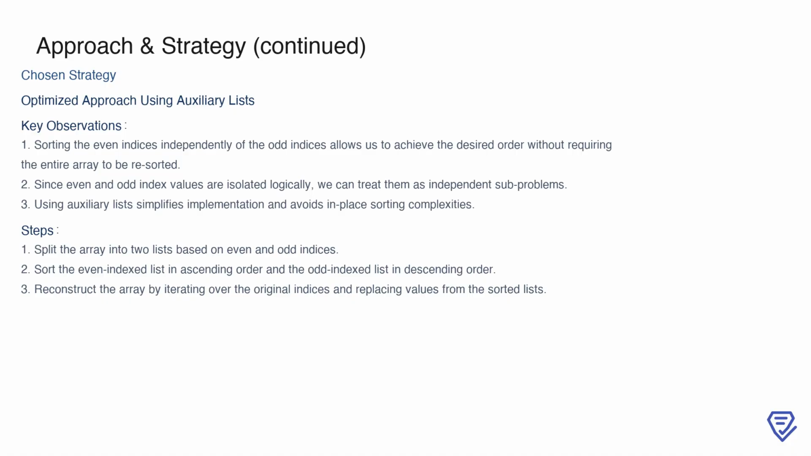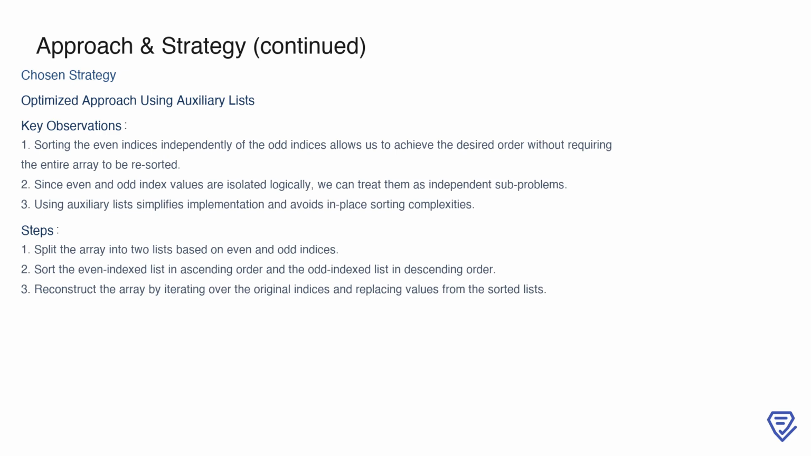For this problem, the chosen strategy strikes a balance between simplicity and efficiency by combining the benefits of both approaches. We use auxiliary lists to handle even and odd indices separately, which simplifies the implementation while avoiding the complexities of in-place sorting. The main insight here is that sorting even and odd indices independently allows us to treat them as two smaller subproblems, making the solution modular and easier to implement.